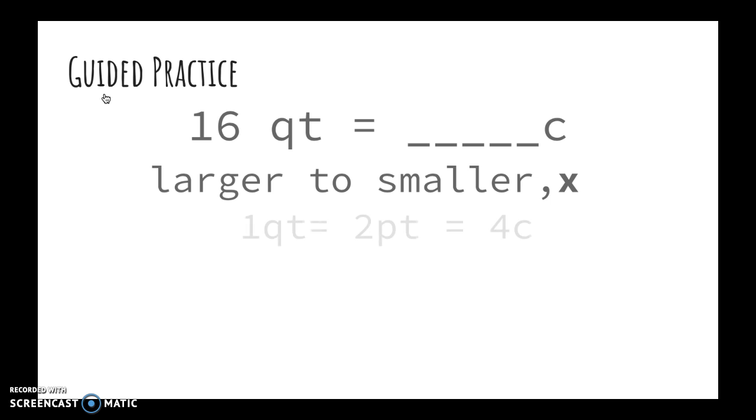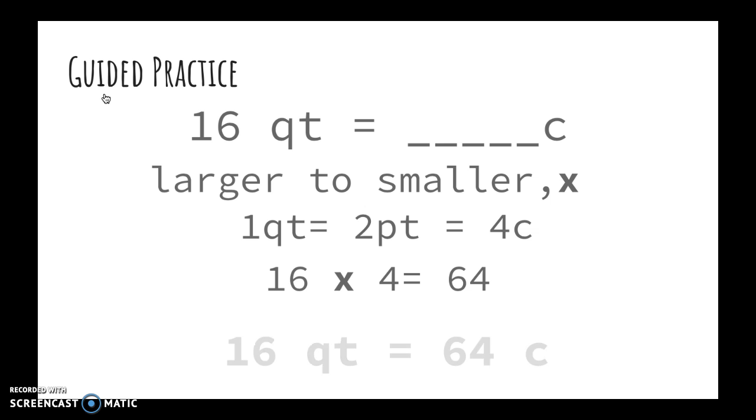1 quart is equal to 2 pints, and 1 pint is equal to 2 cups. So if we have 2 pints, we have 4 cups. So 1 quart is equal to 4 cups. So we are going to multiply 16 times 4. 16 times 4 is 64. Therefore, 16 quarts are equal to 64 cups.